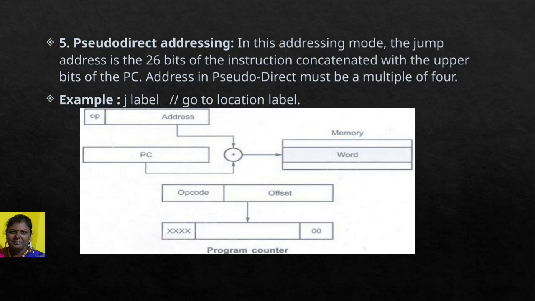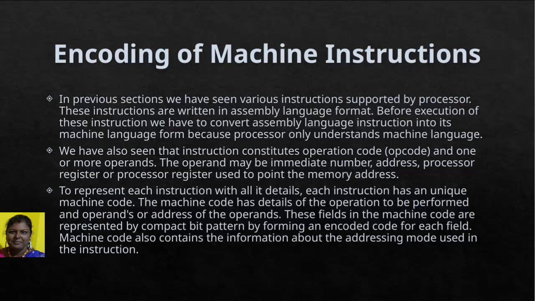So far, we've looked at different instructions that a processor can handle, all written in assembly language. But before the processor can run these instructions, they need to be translated into machine language, the only language the processor truly understands. Each instruction has an operation code, or opcode, plus one or more operands. These operands might be numbers, addresses, or registers. To capture all this, every instruction gets a unique machine code, a compact, encoded bit pattern that includes the operation, operands, and the addressing mode. This process is called instruction encoding.